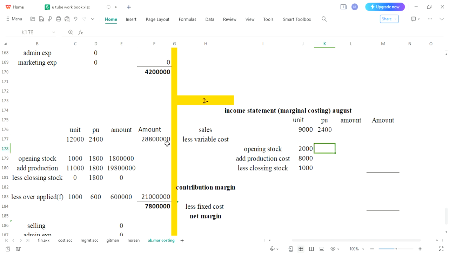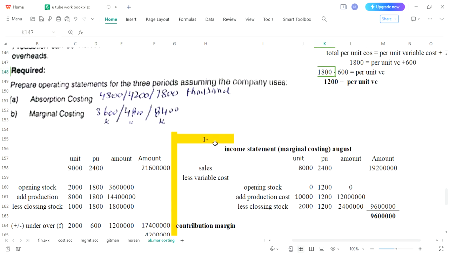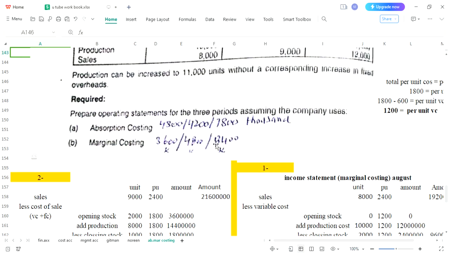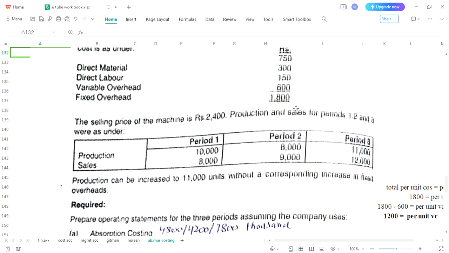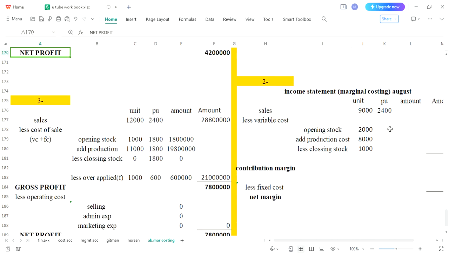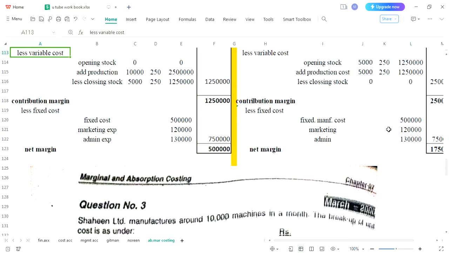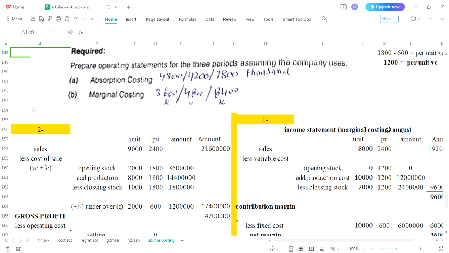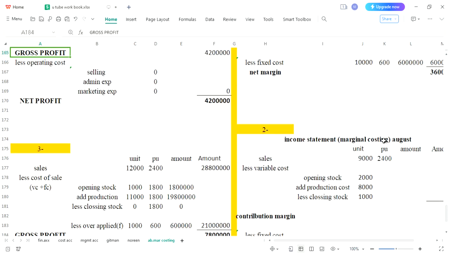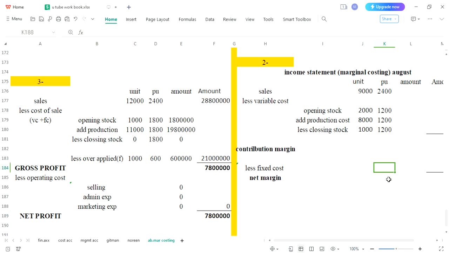And for per unit cost, this is per unit variable cost only. In the question, you have calculated per unit variable cost, which is 1200. How did we calculate it? Total per unit cost was 1800, out of which 600 were fixed and the remaining 1200 would be variable cost. The same 1200 will be used for opening stock, and happily we will use this 1200 for production and closing stock as well.